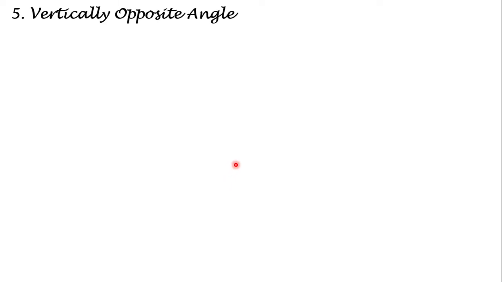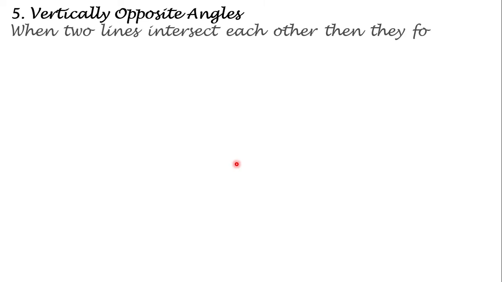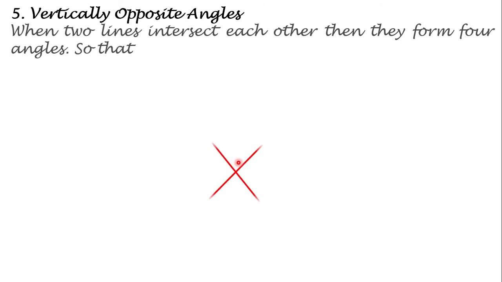Now the last, vertically opposite angles. When two lines intersect each other, then they form four angles. So see how we can draw the vertically opposite angles. The two lines. This is the first line. This one is the second line, which is intersecting at a point. Okay, and they form four angles.